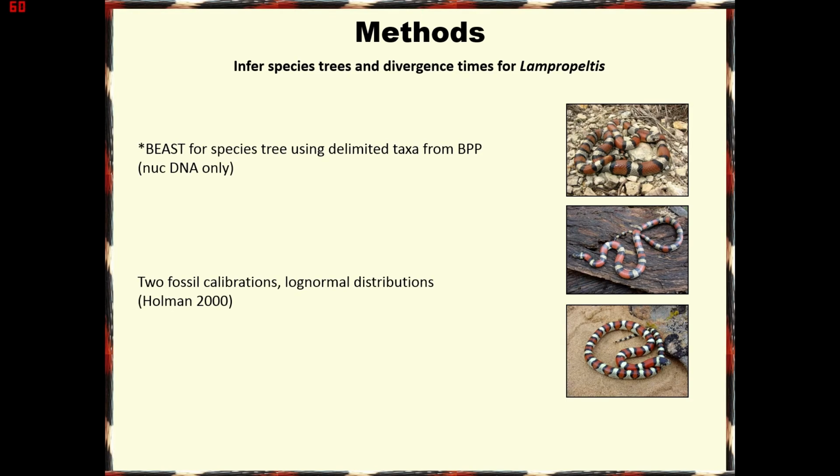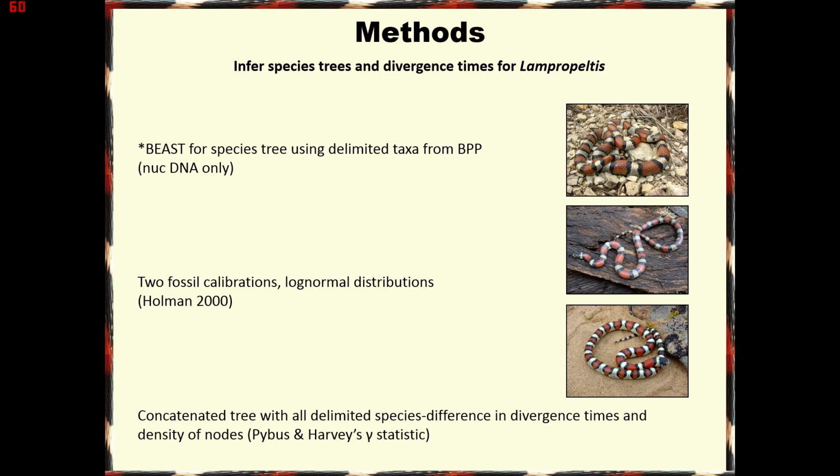And we also wanted to further explore this issue of gene tree methods, so that would include concatenation and whether they're really overestimating divergence times when you're using all the same taxa. So we made this concatenated tree also in BEAST, and then we also used Pybus and Harvey's gamma statistic to take a look whether that node density does in fact shift.